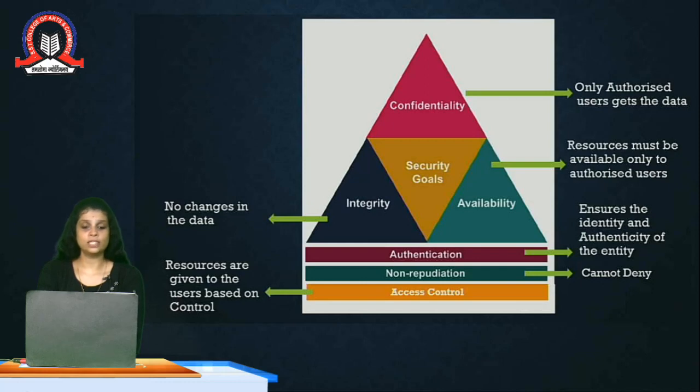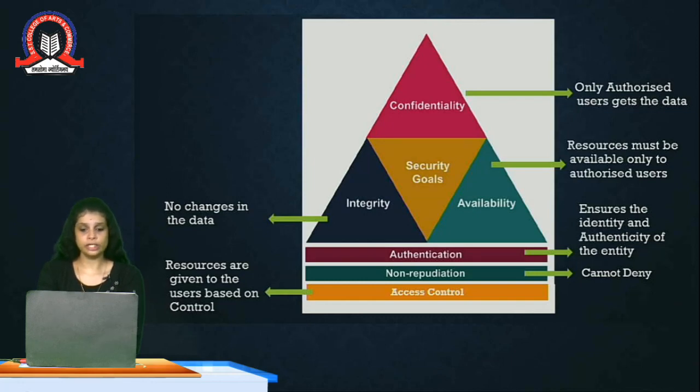Now let's see what confidentiality actually means. Here only authorized users get the data. If I am the authorized user, then only I will get the data. No other person will be able to access my data. The second one is availability. If I am an authorized user, the resources should be available to me. Next one is integrity. There should not be any changes in our data or message.